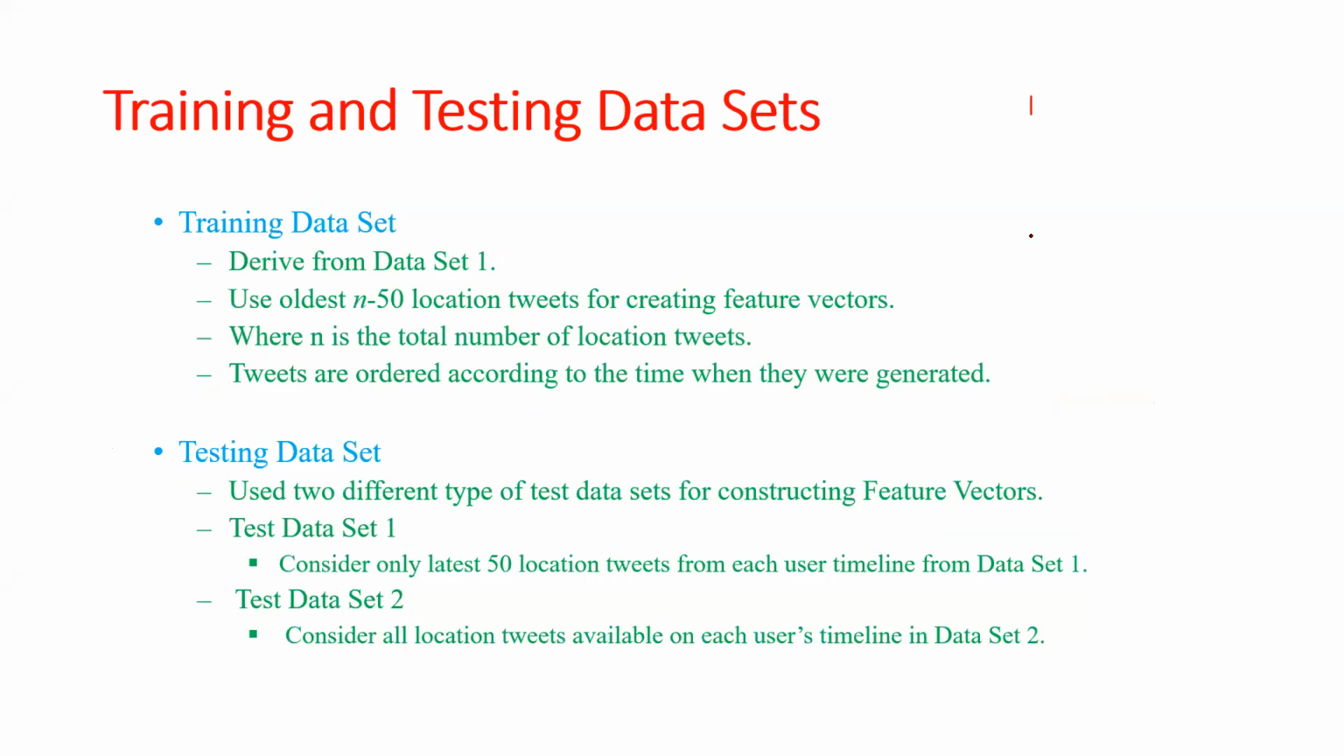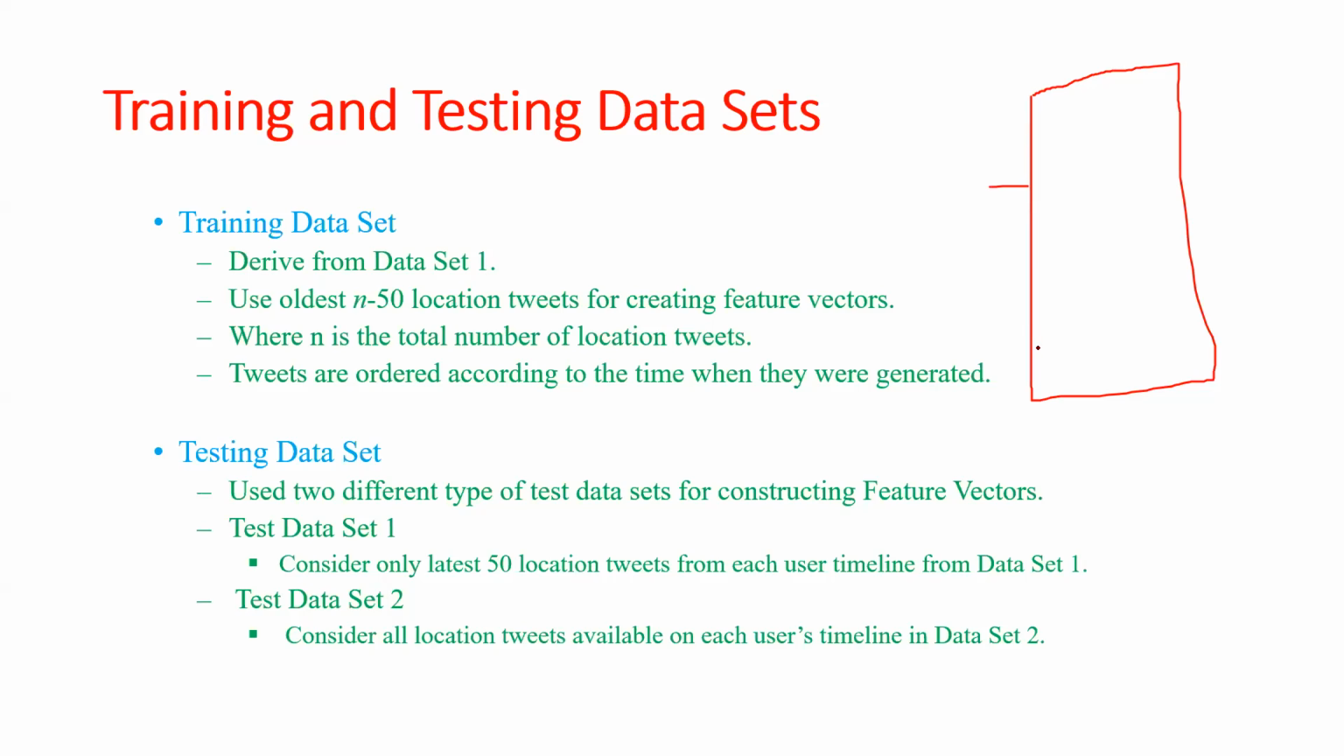What we did, so there is a timeline, right? So this was a time. There are 60 location tweets. Out of 60 location tweets, we have taken 50 location tweets for training, and the rest of the 10 location tweets we have used for testing, right?